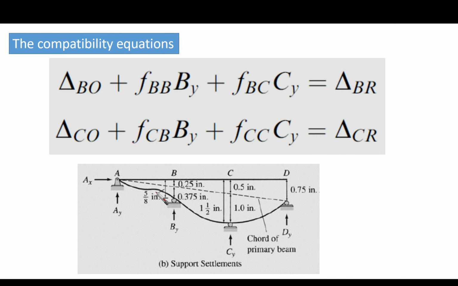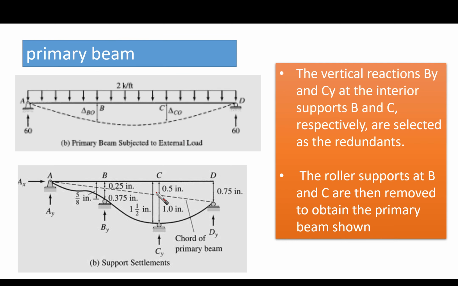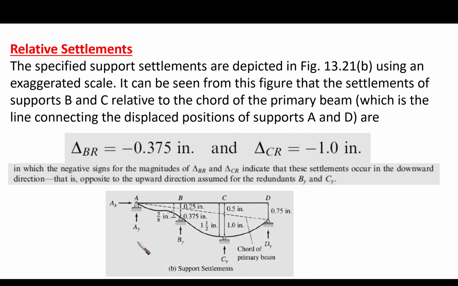Okay, so this is what I want you to know now. Our relative settlement is 1 inch at point C and 0.375 at point B. This is our main settlement values now. Okay, now let's go to the next step.